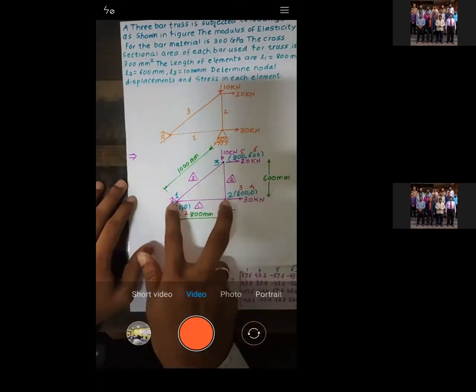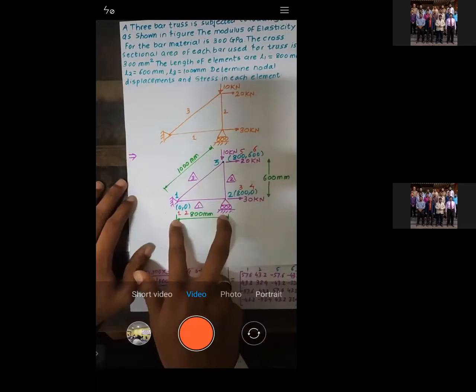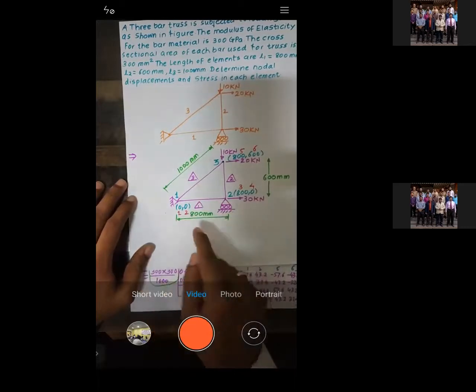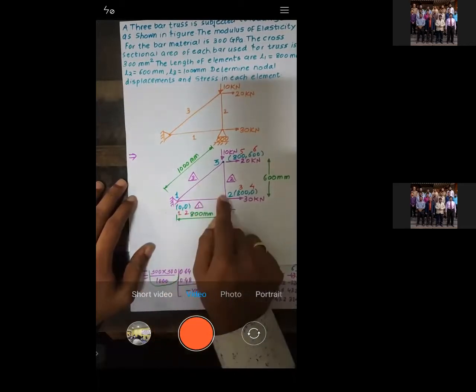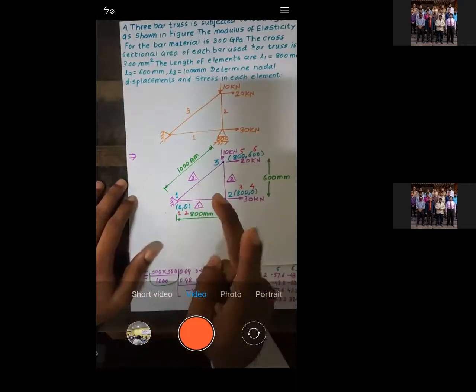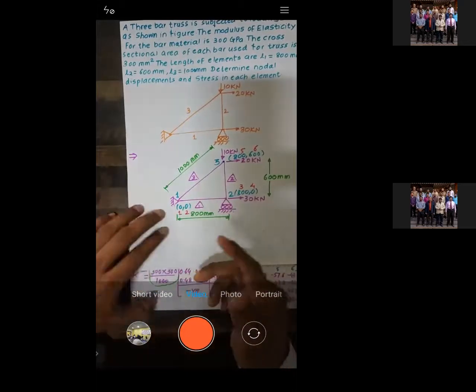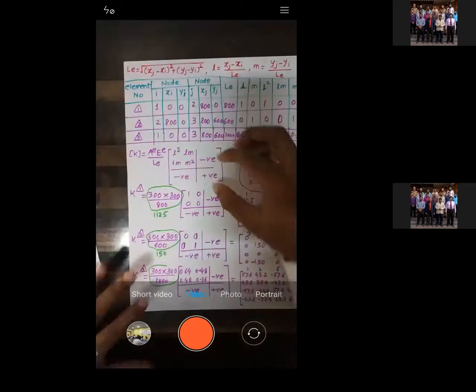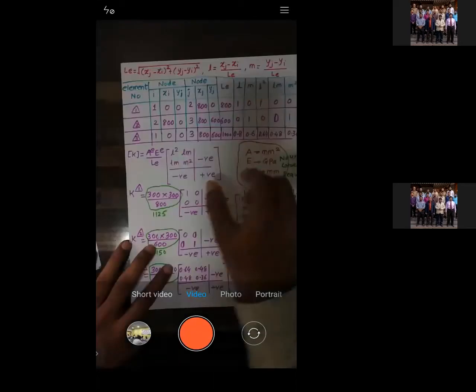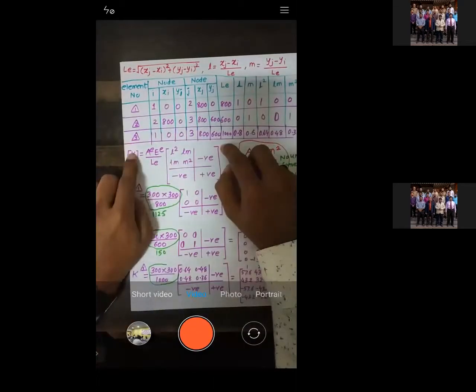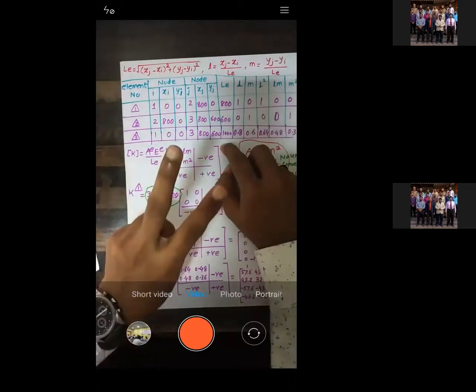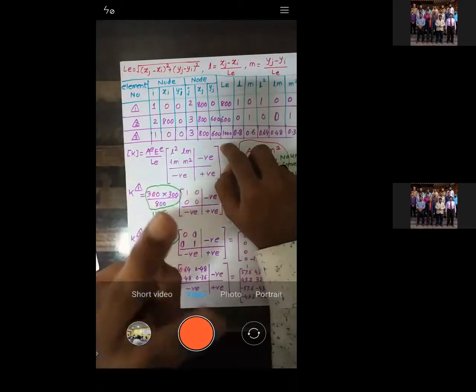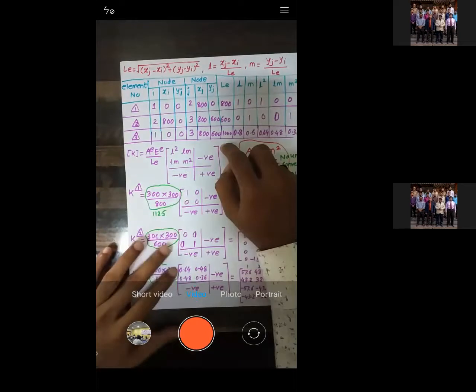For every element there are 2 nodes, and each node can move in 2 directions. So 2 into 2 is 4, right? So the size of this matrix is 4 by 4. Why is the size 4 by 4? This is written for an element, and for an element there are 2 nodes, and each node will move in 2 directions. So 2 into 2 is 4, so this size is 4 by 4, right?